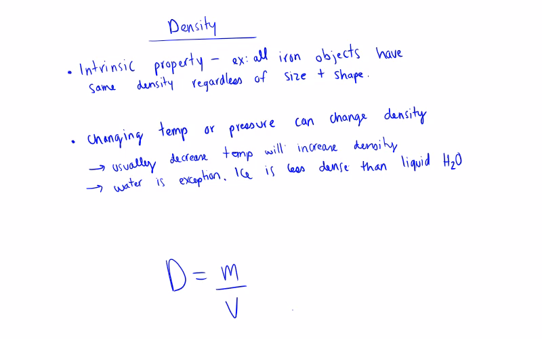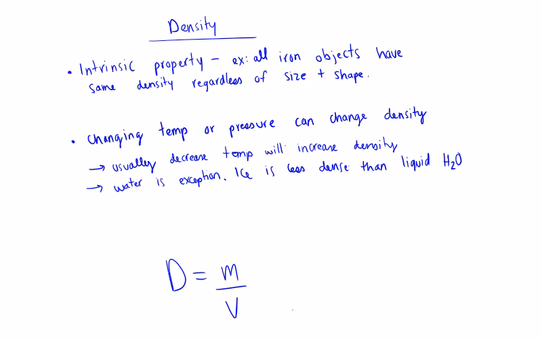So, density is an intrinsic property. An intrinsic property means that no matter how much of the substance that you have, it's all going to have the same density. So I decided to give you an example because sometimes definitions are just a little confusing. For example, all iron objects have the same density regardless of size and shape. So if you've got a 5-gram sample of iron and a 20-gram sample of iron, they're both going to have the same density because density is a ratio of mass to volume. So you can alter the density of a substance by changing the temperature or pressure.